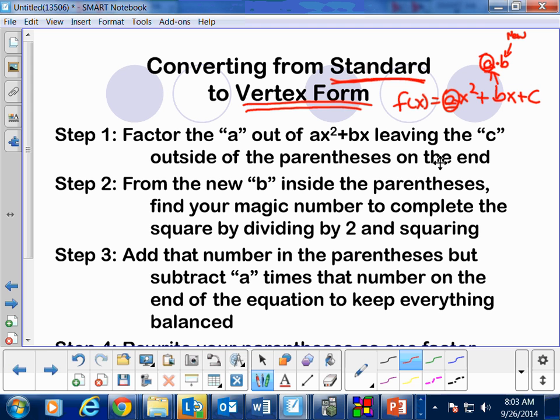And one of the things you're going to do is something called completing the square, and we're going to do that by doing something special. We're going to be dividing by 2. So whatever the new b is, divide that one by 2, and then after that, square it.